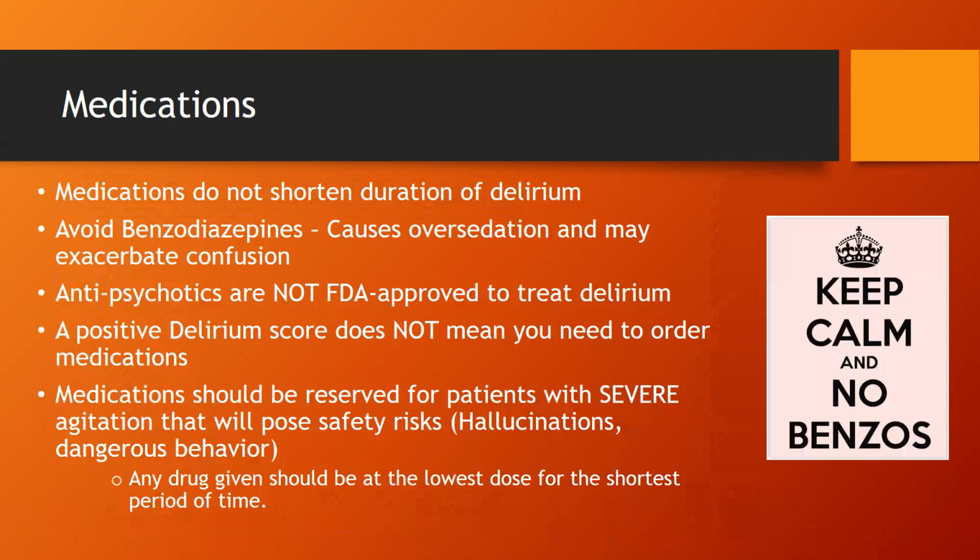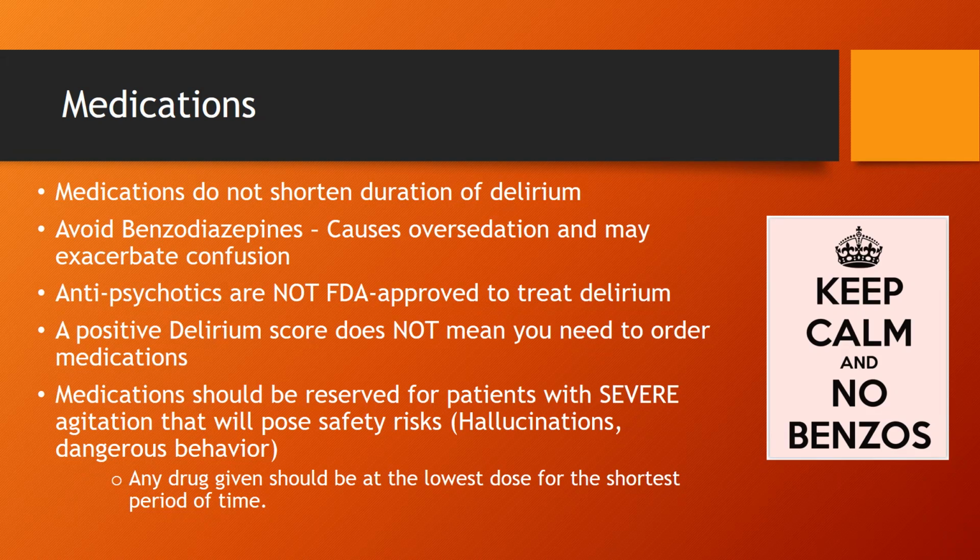So I'm going to review medications real quick. It's important to know that medications do not shorten duration of delirium. It would be nice if we could provide a medication or if there was a magic medication to make it go away, but there just is not. We want to avoid benzodiazepines. Benzos are not recommended for the treatment of delirium because of their tendency to cause over-sedation and to exacerbate the confusional state. They do, however, remain the drug of choice for the treatment of withdrawal of alcohol and sedatives. We can still use them in comfort cares or hospice, but for treatment of general delirium, avoid benzos.